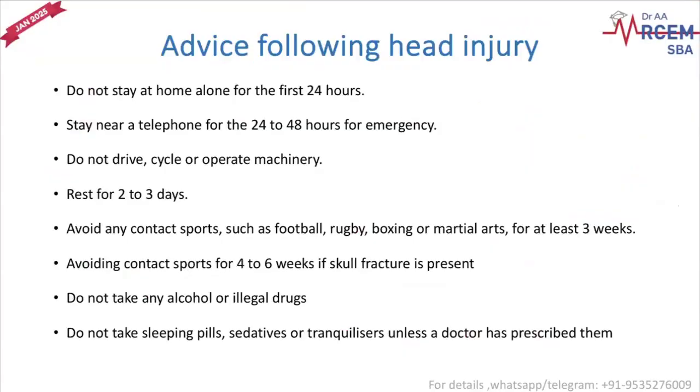If you're planning to discharge this patient because he doesn't have any indication for a CT scan, you feel he's a young adult, you can discharge him. Tell him not to be alone. Be with a responsible adult for 24 hours. This is the discharge advice you're giving. Discharge advice needs to be explained verbally and also given in written form. Tell him to have his mobile phone with him, in his pocket, for the next 24 to 48 hours.